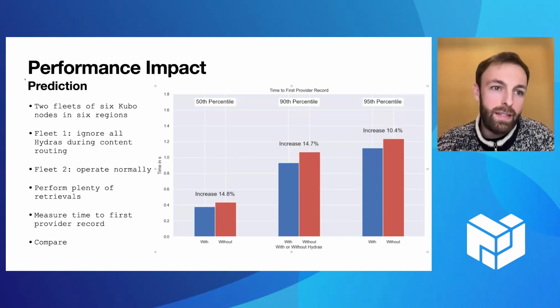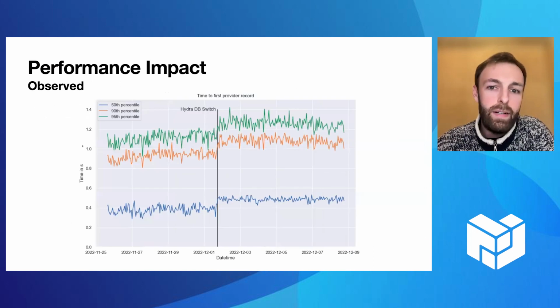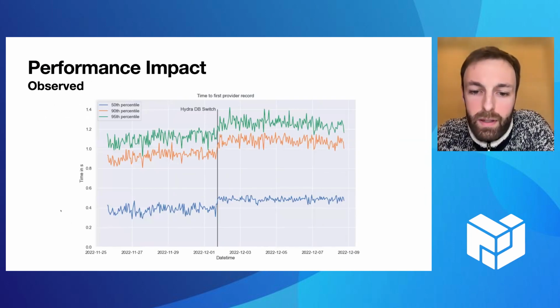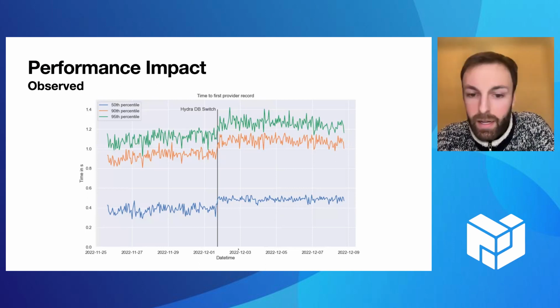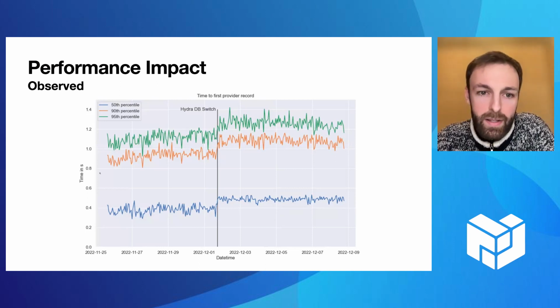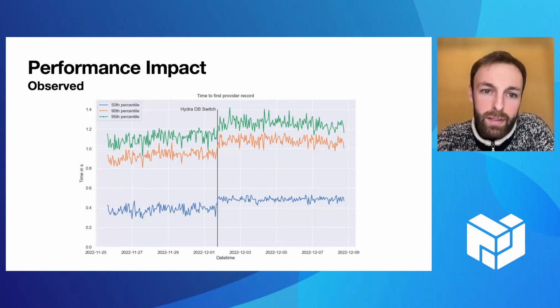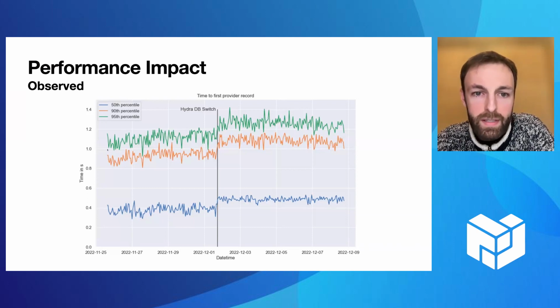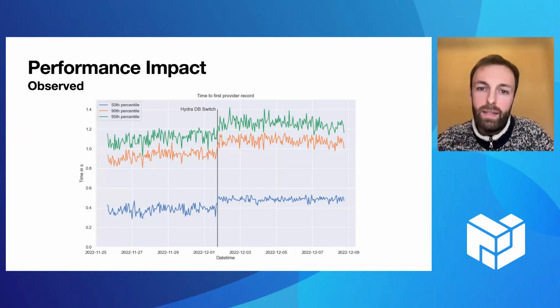So we went ahead and unplugged the database in the back of the Hydra heads. This happened on the 1st of December. Here we can see, on the x-axis, the date, and on the y-axis, the latency to find the first provider record. Each line is a different percentile: the 50th, the 90th, and the 95th percentile. These are hourly latencies.